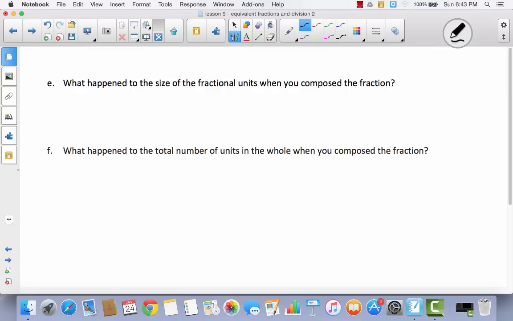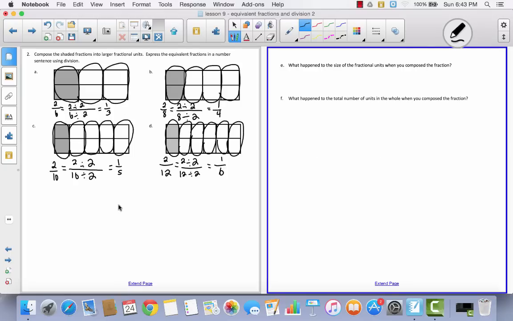All right, let's take a look at the next part. What happened to the size of the fractional units when you composed the fraction? So let's go back and look. So what happened to the size of the units?